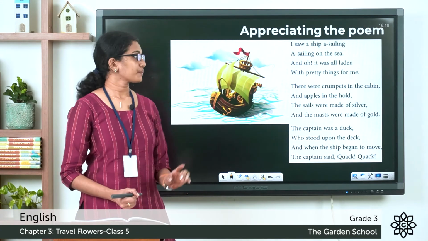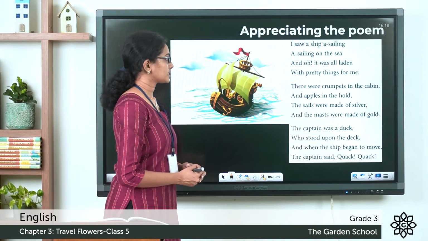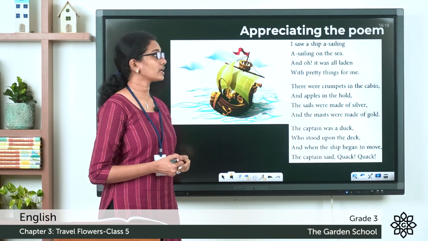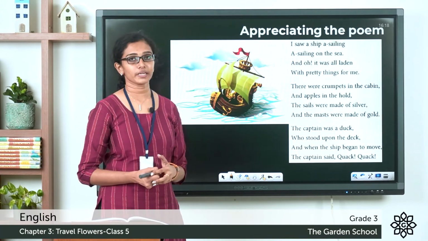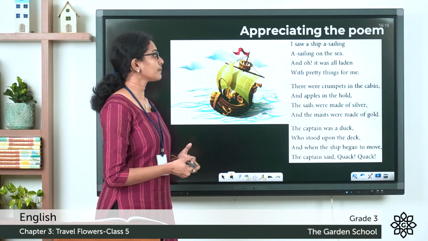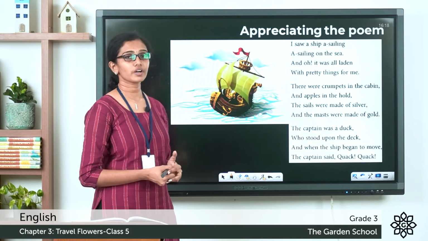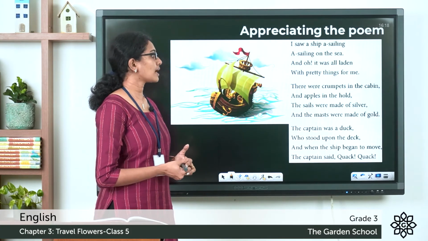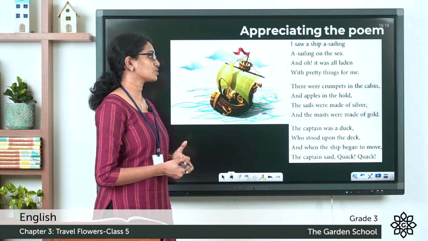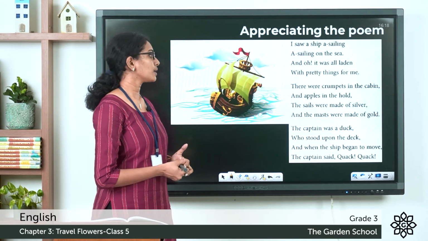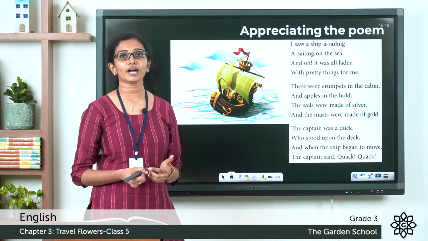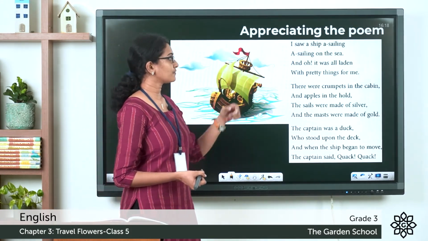So let's read the poem once. I saw a ship sailing on the sea, and oh, it was all laden with pretty things for me. There were crumpets in the cabin and apples in the hold. The sails were made of silver and the masts were made of gold. The captain was a duck who stood upon the deck, and when the ship began to move, the captain said, quack, quack.